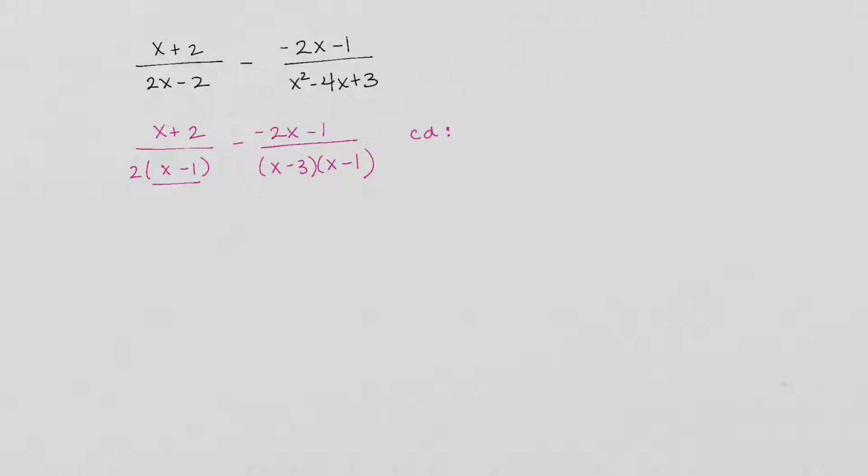Both of these denominators contain an x minus 1. It's in both places. And then I look at the first denominator and say, is there anything else in the first denominator? There is. It's a 2. So that goes into our common denominator. And then we look at the second denominator and we say, is there anything else in the second denominator? And in this case, what's in the second denominator is an x minus 3. And so our common denominator for this problem is 2, x minus 1, x minus 3.